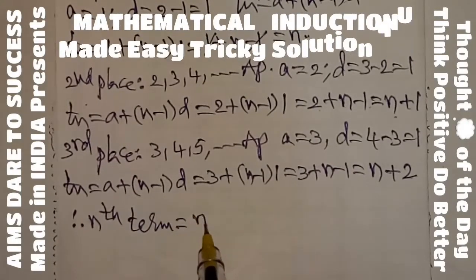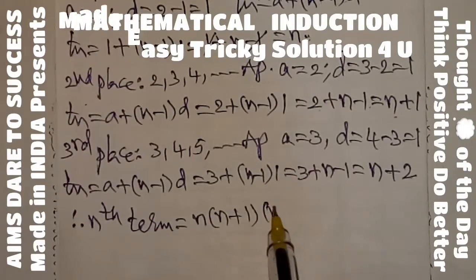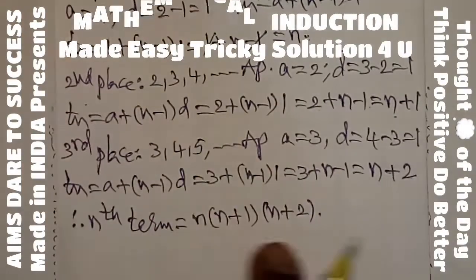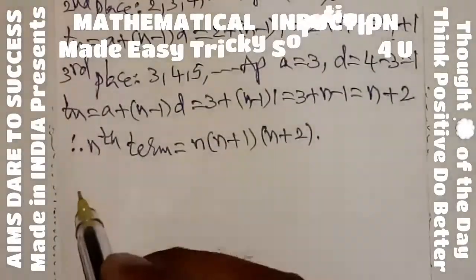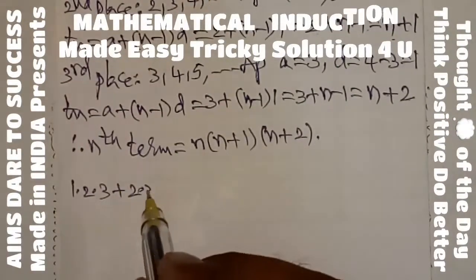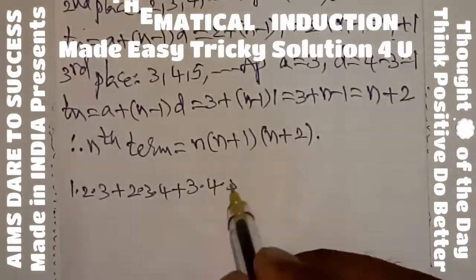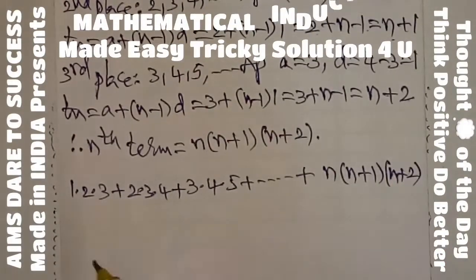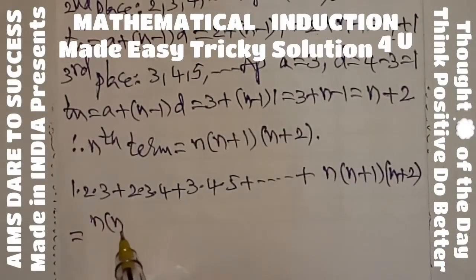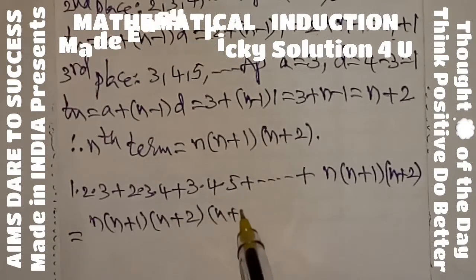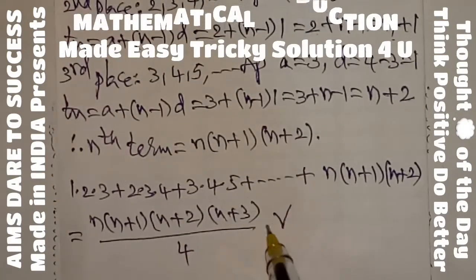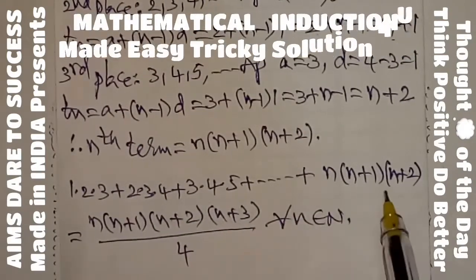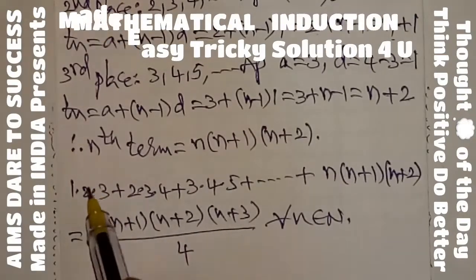Now I wanted to write the nth term of the given problem in total. That is first place n into second place n plus 1 into third place n plus 2. This value you have to substitute in the given question. That is 1 into 2 into 3 plus 2 into 3 into 4 plus 3 into 4 into 5 plus and so on plus the nth term, n into n plus 1 into n plus 2, equals the RHS value, n into n plus 1 into n plus 2 into n plus 3 by 4, for all n belongs to N. So we got the nth term for this question. I have already discussed this with you in previous questions.